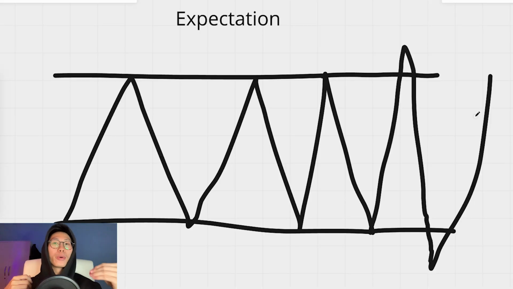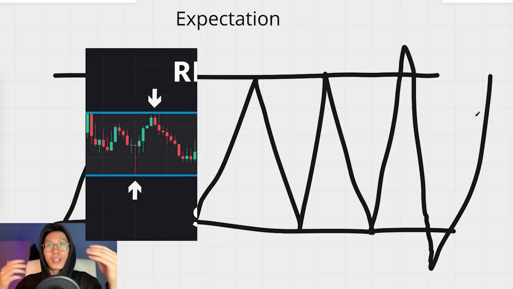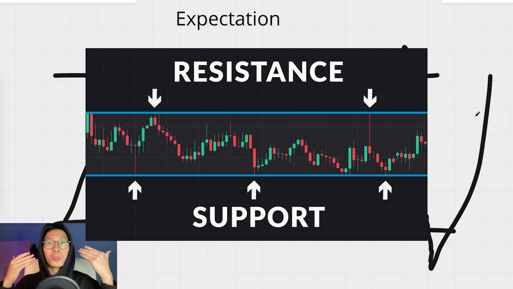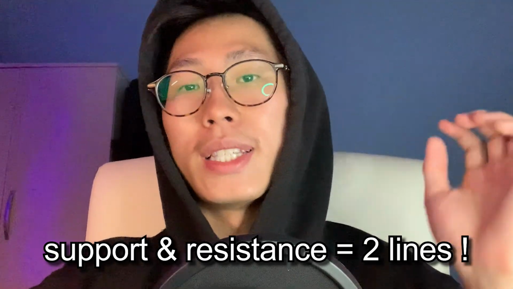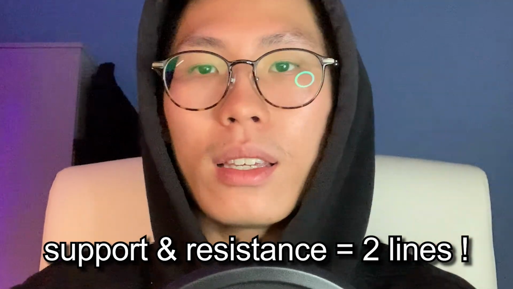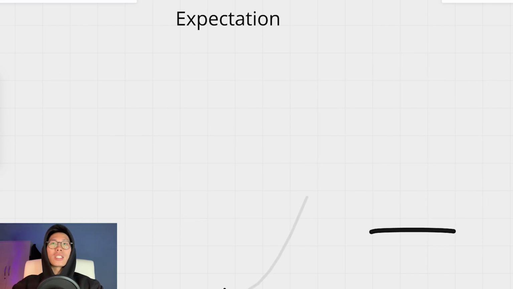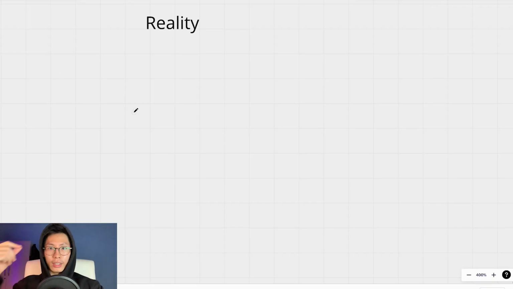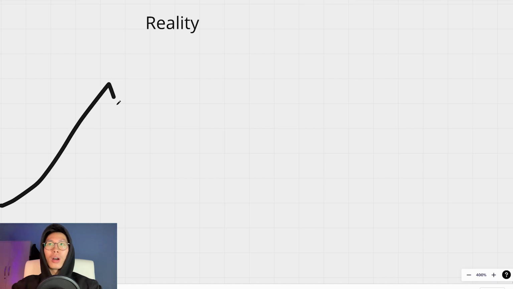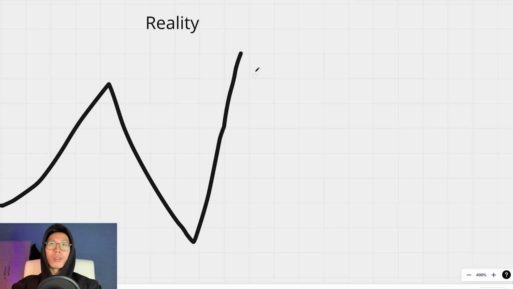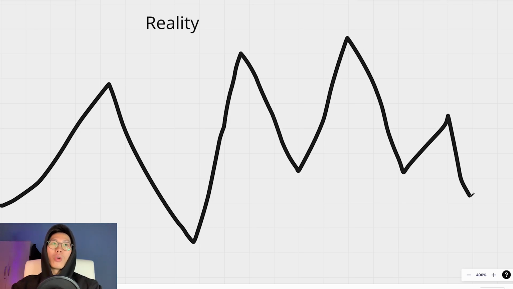Because a lot of textbooks and trading gurus are just telling you that this is how you should be trading. Support and resistance, they are just two lines. But in reality, it's not this simple. It actually looks more like this. You can see price goes up, creates a high, goes down to a low, high, which breaks the previous high, goes down to a low, high. It's just random like this, right?